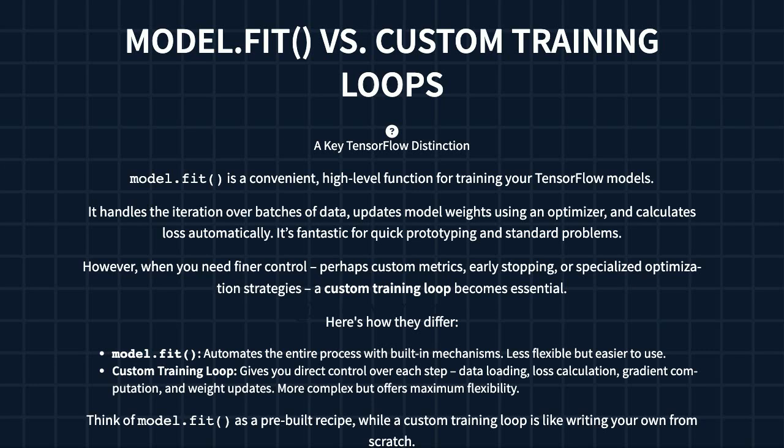But sometimes you need more control. Maybe you want to track specific metrics beyond just loss, or implement a custom stopping strategy, or use a very specialized optimization technique. That's where a custom training loop comes in. It gives you the power to define exactly what happens at each step of the training process, from loading your data all the way through calculating gradients and updating weights. It's more work to set up initially, but it unlocks a whole level of flexibility.